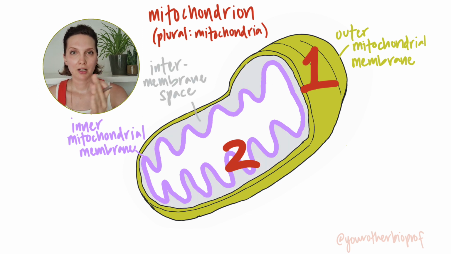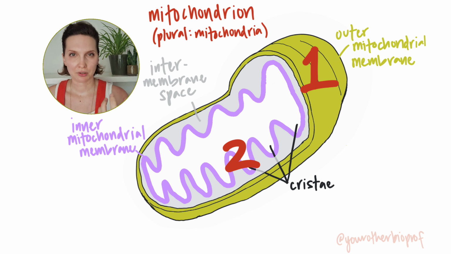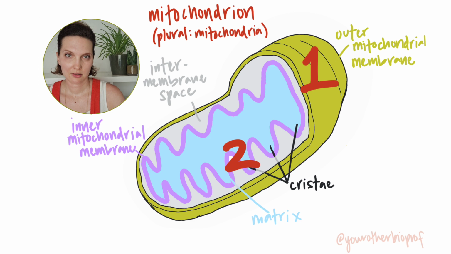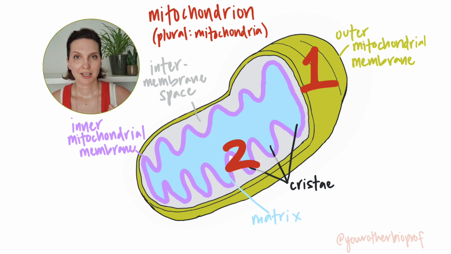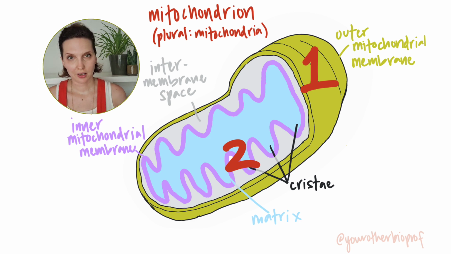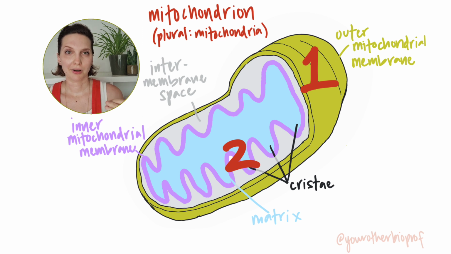That inner mitochondrial membrane folds in on itself over and over, making these compartments called cristae in that deep interior of the mitochondrion, which is called the mitochondrial matrix. Those folds are important because it increases the surface area of that inner mitochondrial membrane. And some really important stuff happens there, so we want a lot of inner mitochondrial membrane. But important stuff happens outside of the mitochondrion as well.